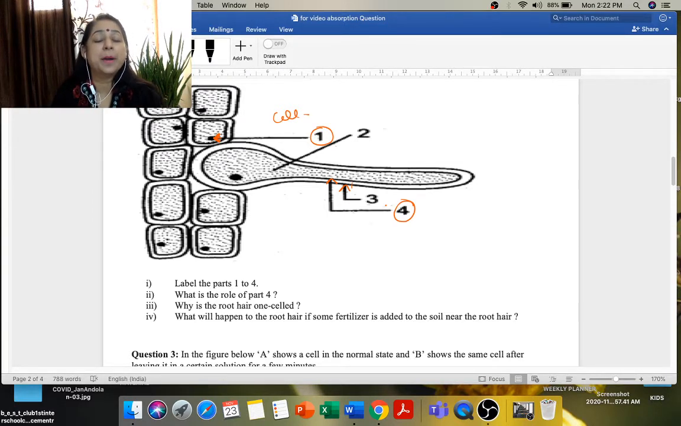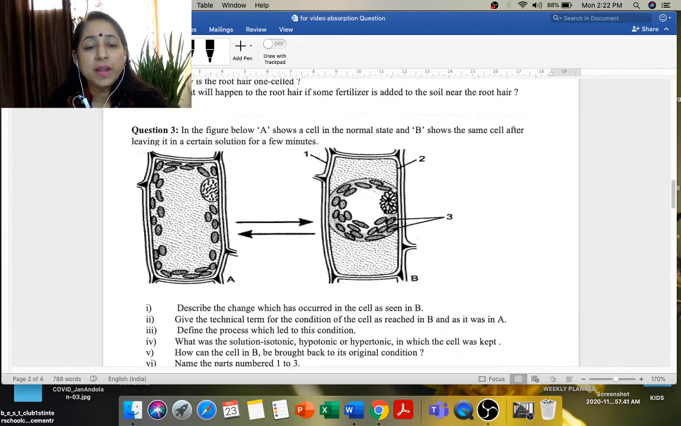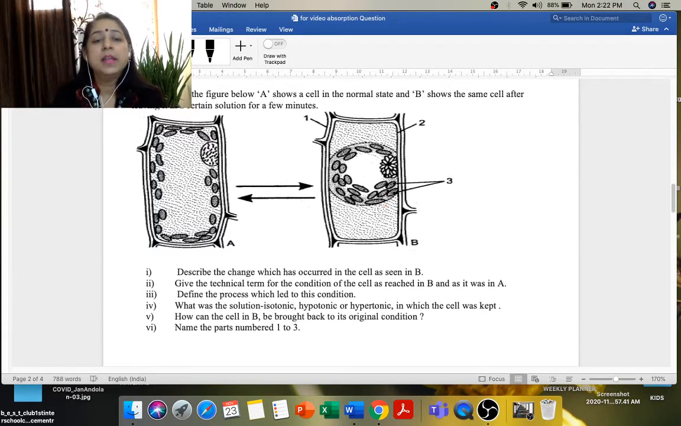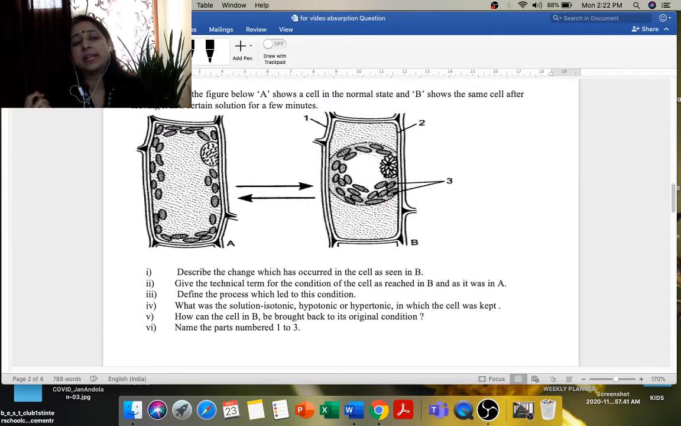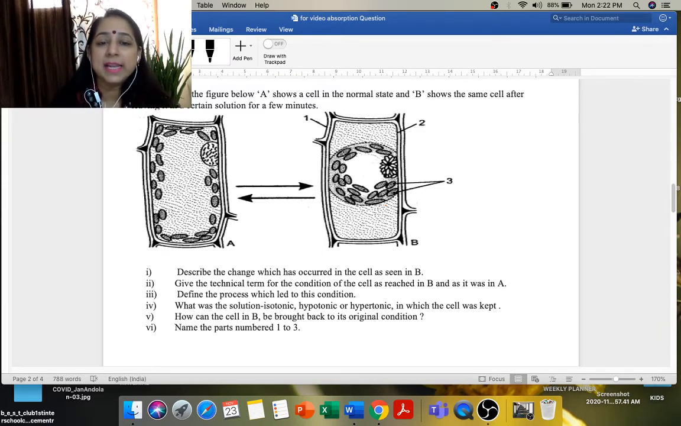So this is about the second question. We move to our third type of question. That is the question where they give you any type of cell. I have taken a plant cell diagram. It can be an animal cell also. They give you any type of cell and then they tell you that these are the scenarios. Now answer the following questions.